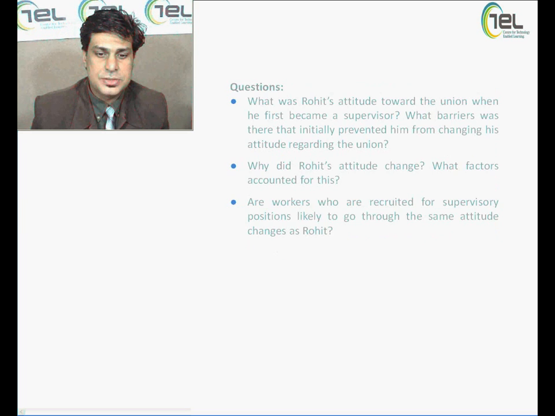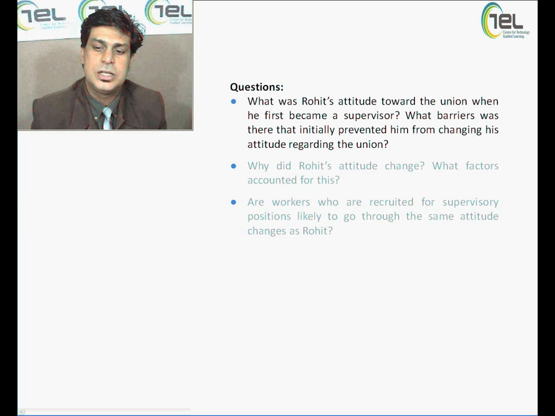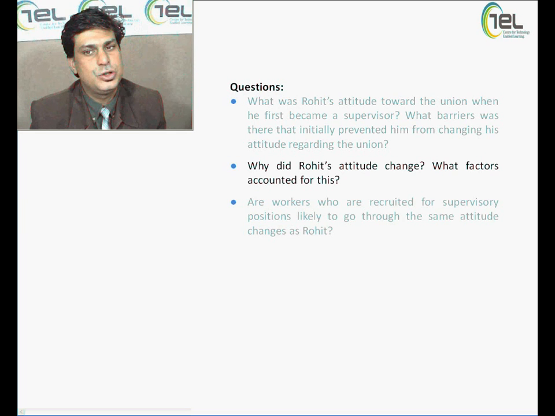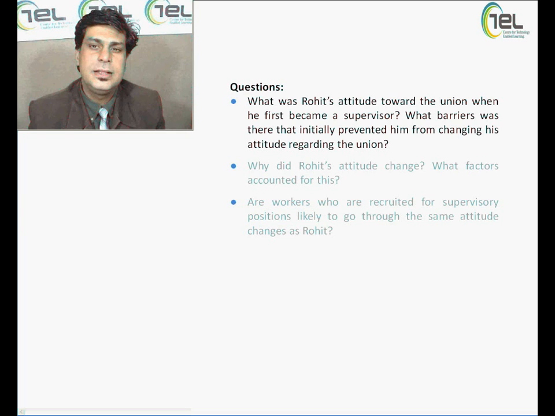We are going to jump to the questions which have been posted on this case. Let's see what the questions are and then we are going to try and find solutions for the same. The first question: what was Rohit's attitude towards the union when he became a supervisor? What barriers initially prevented him from changing his attitude regarding the union? The second question is, why did Rohit's attitude change? What factors accounted for this? And the third question is, are workers who are recruited for supervisory positions likely to go through the same attitude change as Rohit did? Let's try finding the answers.